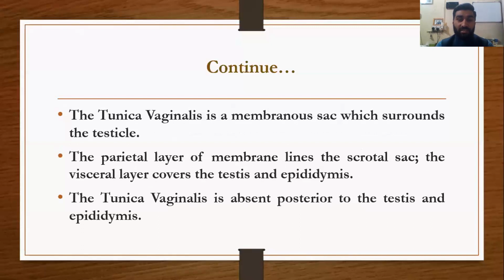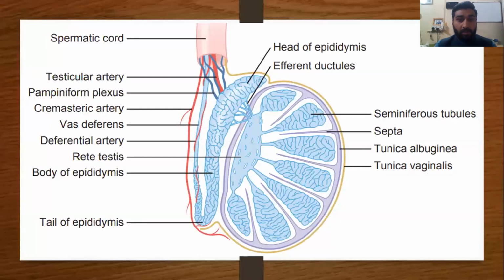The tunica vaginalis is a membranous sac that surrounds the testicle. The parietal layer of the membrane lines the scrotal sac, whereas the visceral layer covers the testes and epididymis. The tunica vaginalis is absent posterior to the testes and epididymis. This is an important point, and this variation makes a difference in different pathologies too. We will discuss that next.